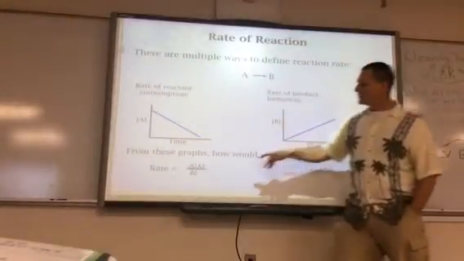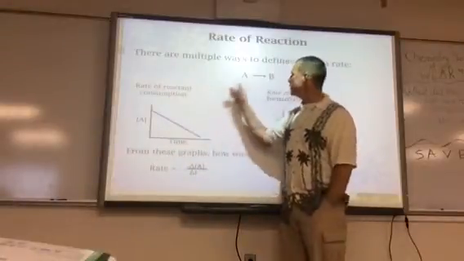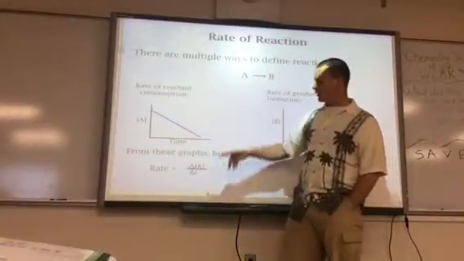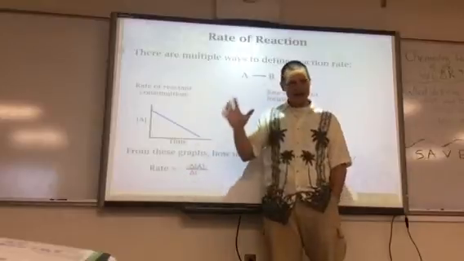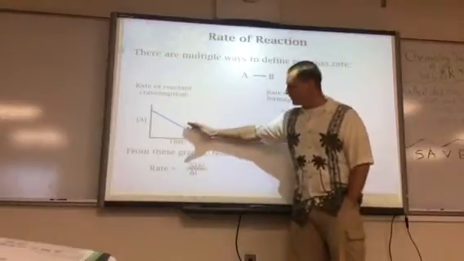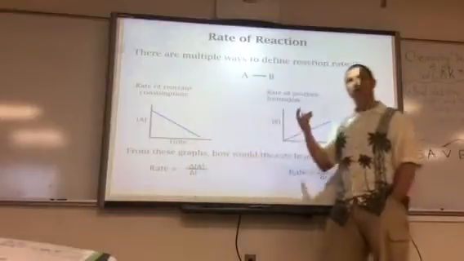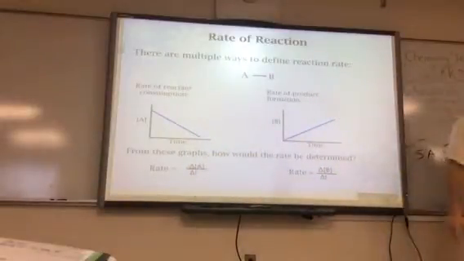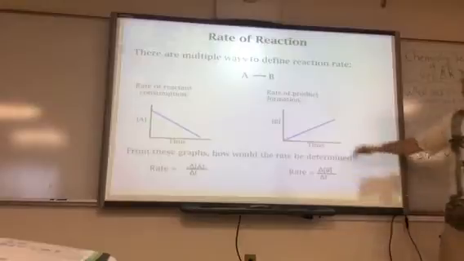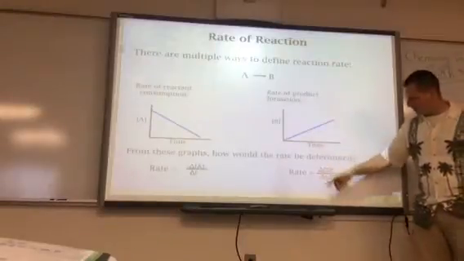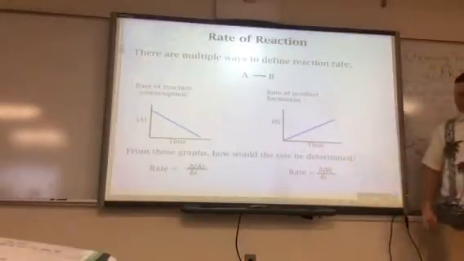So that's what I'm saying with this. The rate, if we were using A to monitor the rate, because the rate has to be positive, the slope of change of A over change in time would be negative. So we have to put the negative sign out in front of that to make it positive. Then for B the slope is positive right off the bat here, so I don't have the negative sign in front of that.